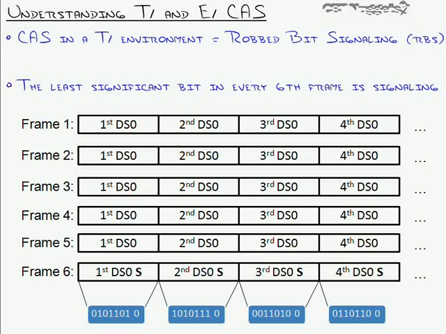Here's the technical nitty-gritty of it. The least significant bit in every 6th frame is signaling. That's one of those ones where you have to pause the video and think, okay, what did he just say? I said the least significant bit in every 6th frame is signaling. So, when we're talking about T1s, we have what you could call mega frames, or I guess the technical term is extended super frames.